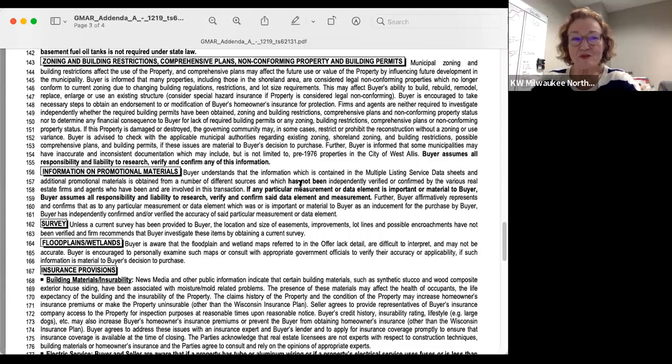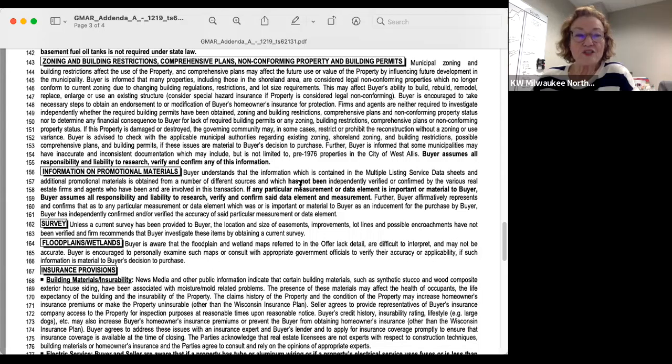Municipal zoning and building restrictions affect the use of the property, and comprehensive plans may affect the future use or value of the property by influencing future developments. Buyer is informed that many properties, including those in shoreland areas, are considered legal non-conforming properties which no longer conform to current zoning due to changing building regulations, restrictions, and lot size requirements. This may affect the buyer's ability to build, rebuild, remodel, replace, enlarge, or use an existing structure.